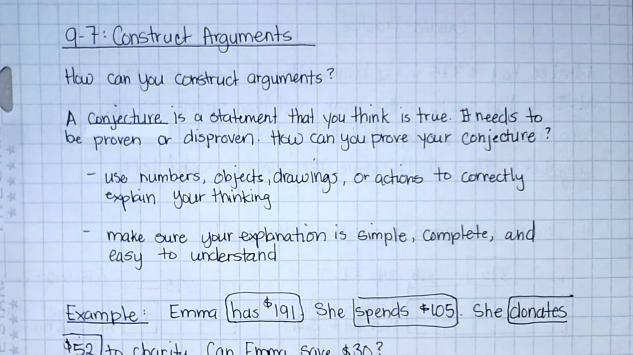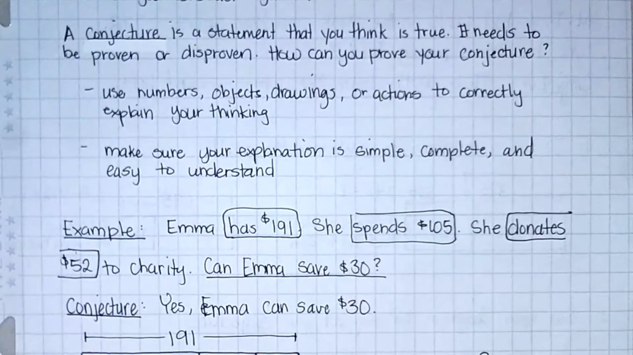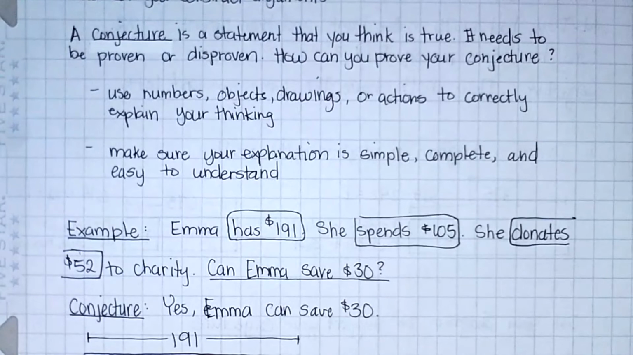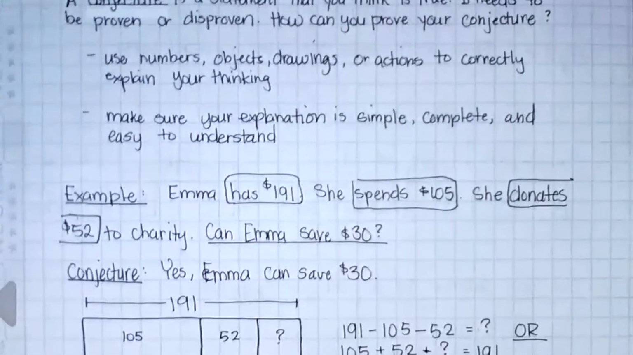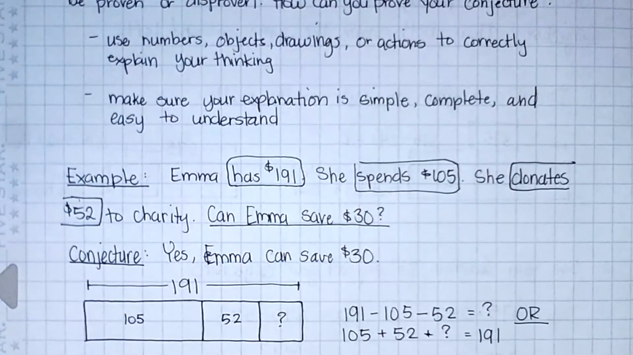My example here says Emma has $191. She spends $105. She donates $52 to charity. Can Emma save at least $30? So my conjecture, my guess, is that yes, she can save at least $30. So then I'm going to use drawings and numbers to prove my conjecture.